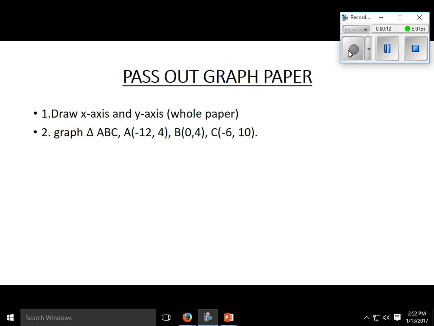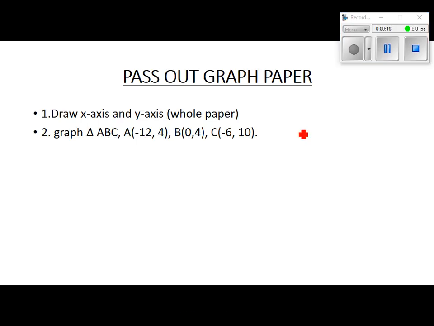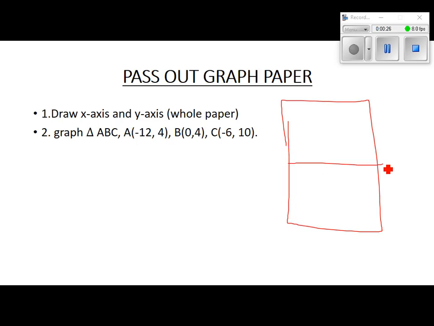All right, what I need you to do, grab a piece of graph paper. You're going to put it up and down, just like you would a normal piece of paper. You're going to draw the x-axis on it somewhere pretty close to the middle, it doesn't have to be exactly in the middle. Then draw the y-axis, also close to the middle.